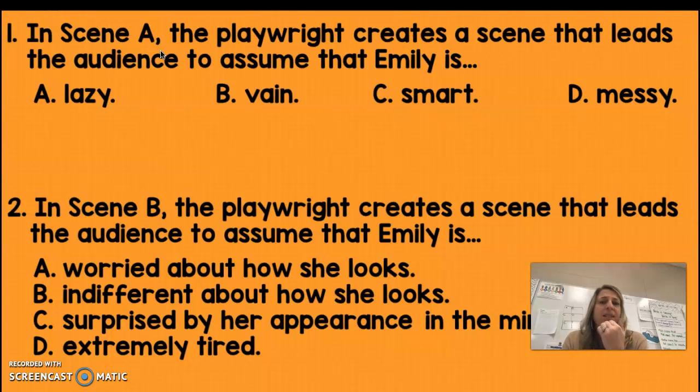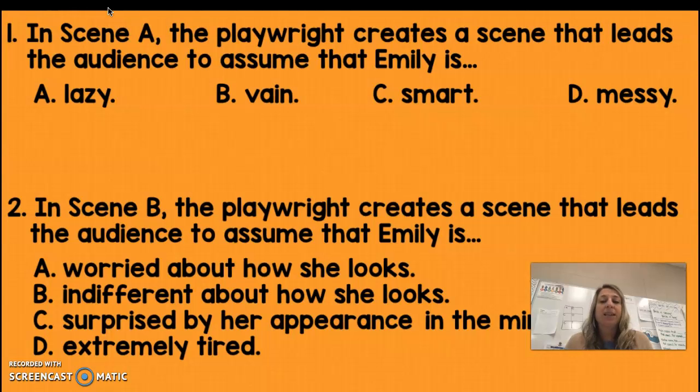So it says in scene A, the playwright creates a scene that leads the audience to assume that Emily is lazy, vain, smart, or messy. So I could automatically get rid of two. And we know the playwright is the person who wrote the play, right? So we're thinking about scene A where she's very proper and very much cares about herself. I wouldn't say that she's A or D. She's not lazy and she's not messy. But is she smart? I mean, maybe. But maybe I don't know what vain means. So you may have to get your dictionary and look that up. When I look up vain, you're going to see that it's someone who really cares about themselves and thinks highly of themselves. And so B, vain, would be it. But some people wouldn't pick that because they didn't get the dictionary to check what the word means. So it's important that you get that dictionary.